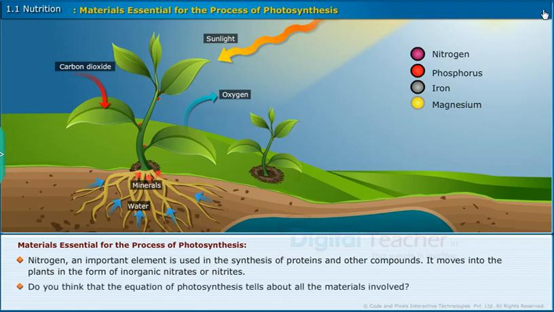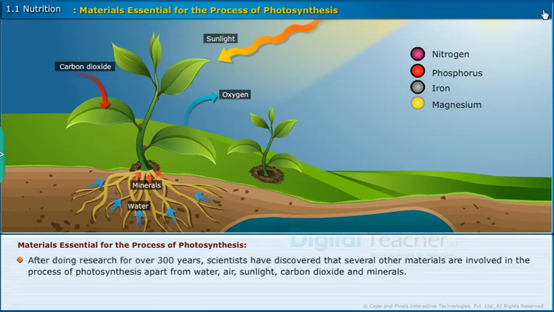Do you think that the equation of photosynthesis tells about all the materials involved? After doing research for over 300 years, scientists have discovered that several other materials are involved in the process of photosynthesis apart from water, air, sunlight, carbon dioxide, and minerals. Let us learn about the role of these materials in the process of photosynthesis.